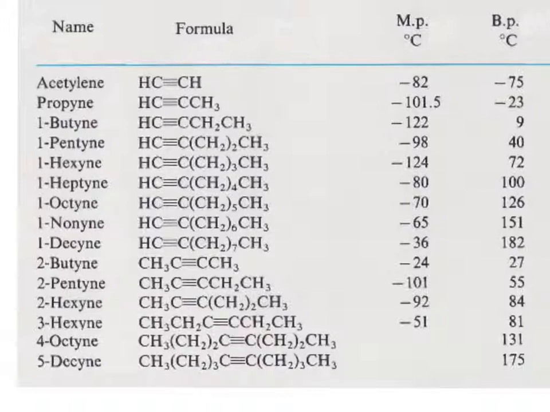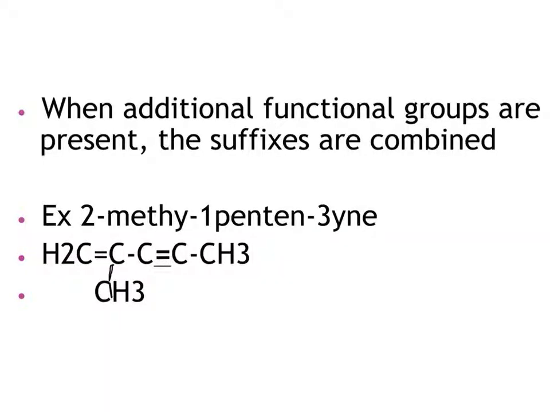And so we still will follow the same rules. The chain is numbered from the end closest to the triple bond, and then continued with the subchains that come off. So when any additional functional groups are present, the suffixes are going to be combined. So what exactly does that mean, when additional functional groups are present, the suffixes are combined? Well, let's look at this diagram right here.